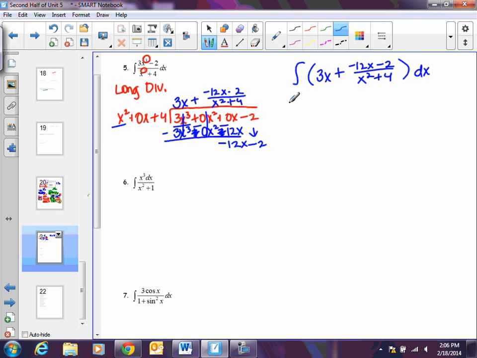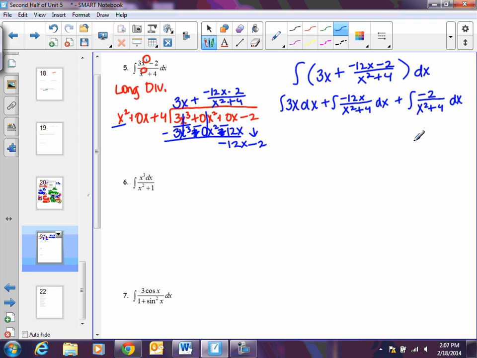3. I'm going to have integral 3x dx, which is going to be really easy to integrate. Okay, then I'm going to have the negative 12x over x squared plus 4, which is probably going to be just a regular u substitution, maybe a natural log, who knows. And then the last one, since there's a number here, this is going to be the one that's probably going to be the arctan. And I'm just going to have to play it out to see.